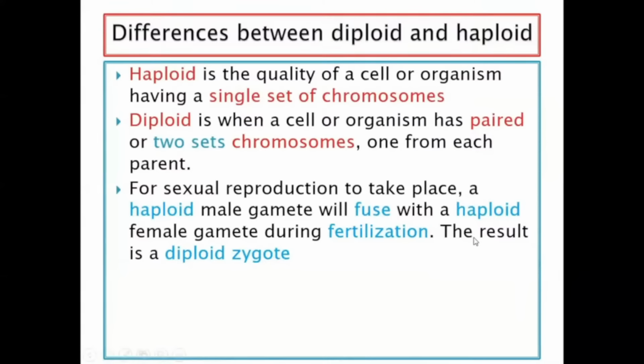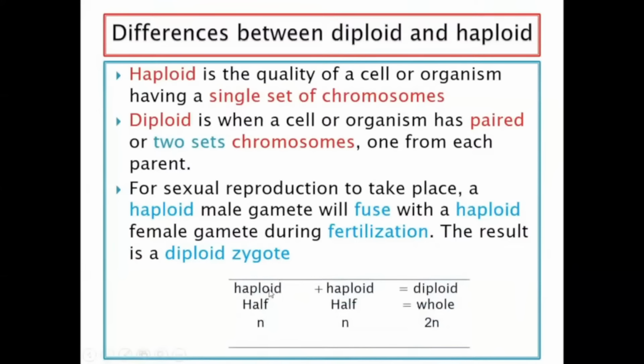All right. The result is a diploid zygote. So when you have a haploid fusing with a haploid, you form a diploid zygote.